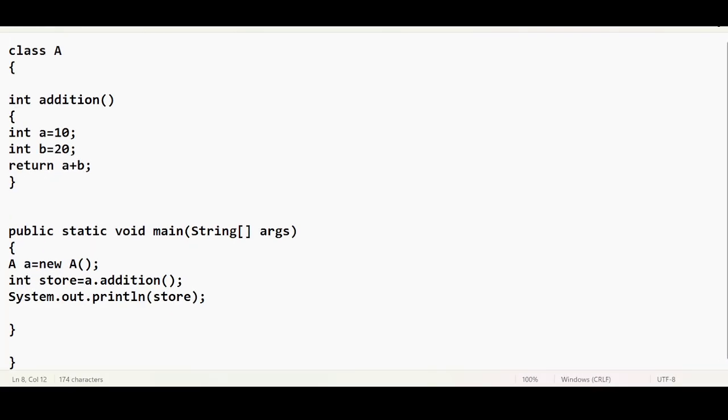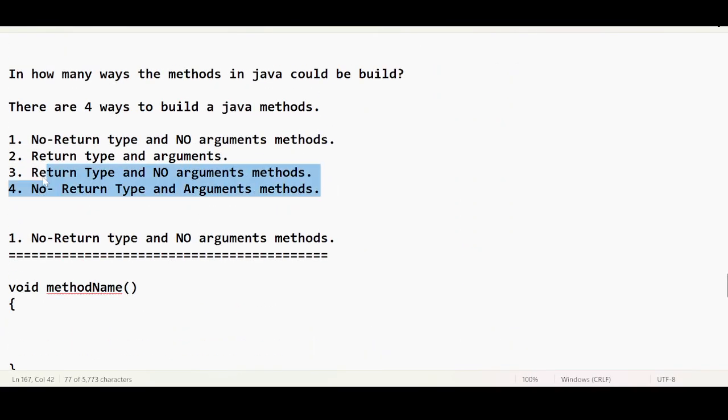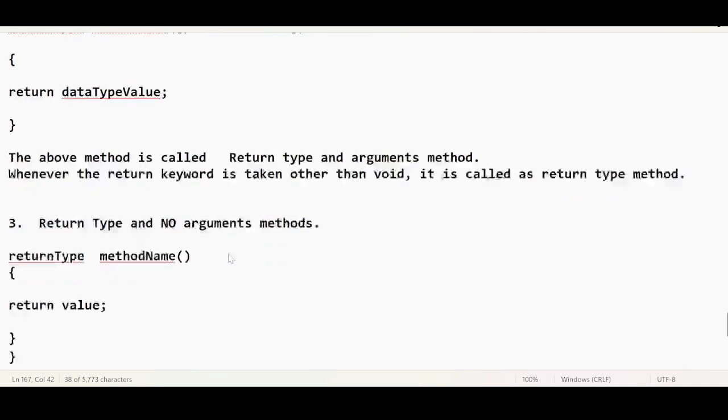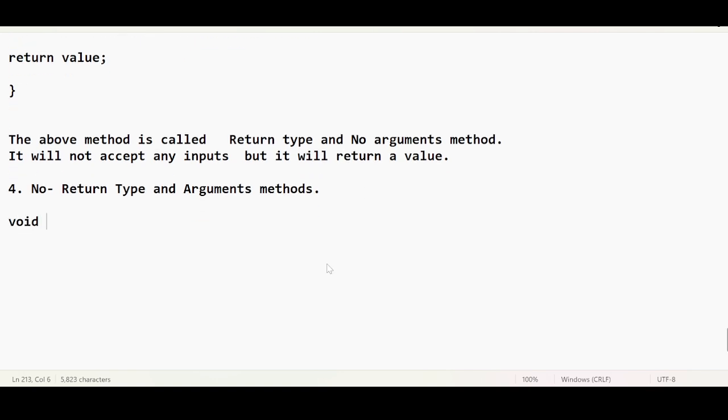The last type is no return type and arguments method, the fourth type. When I say no return type, it should be void. When I say arguments, let me take the name of the method as void, method name, and it can have some parameter list.